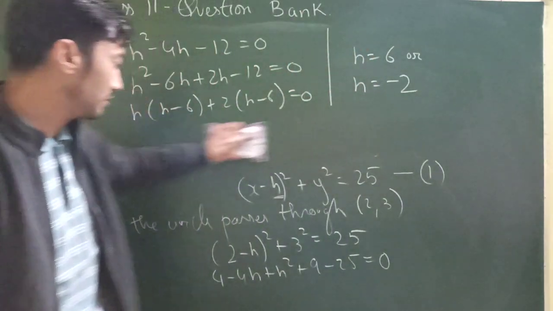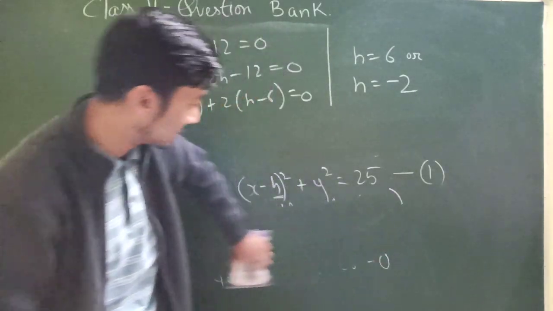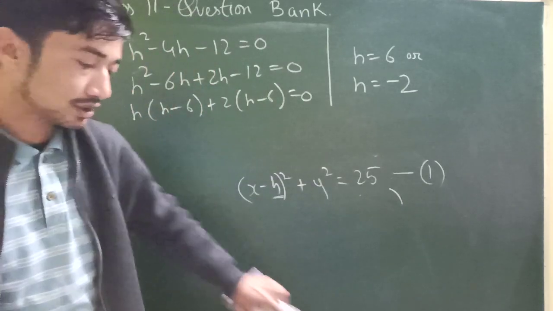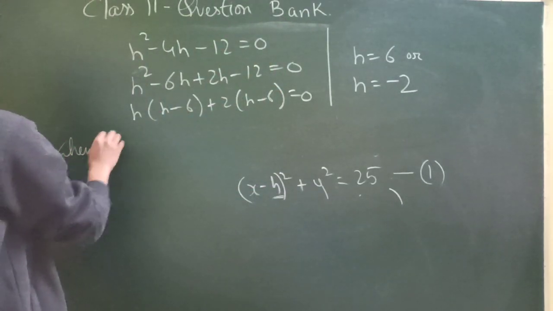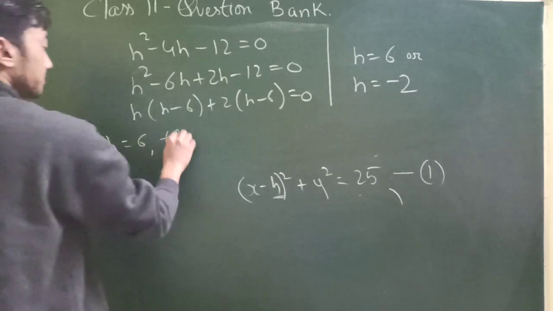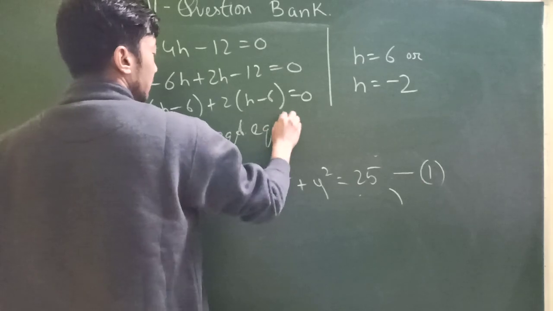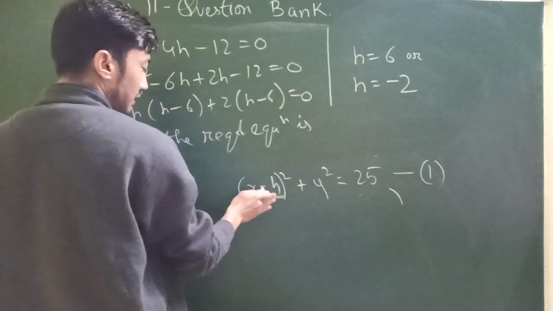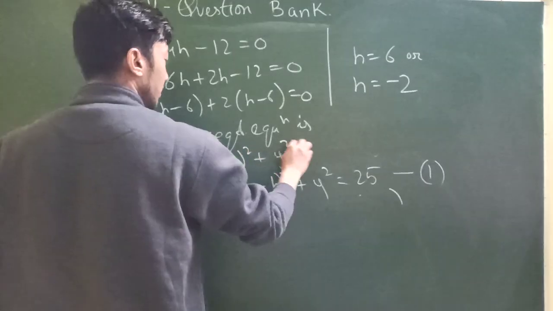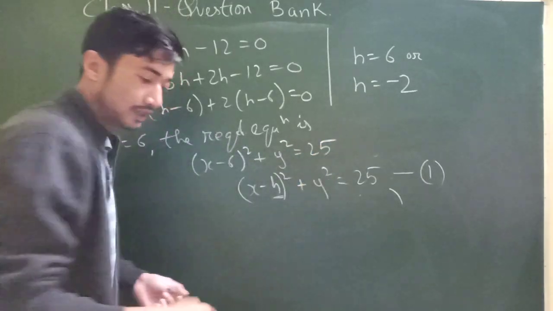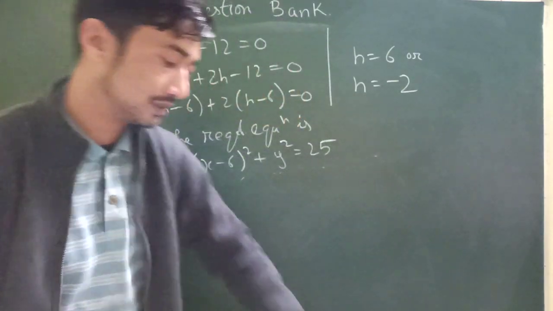So that means you will have two equations of the circle. So one by one we will get the equations of the circle. So let's solve that. When h is 6, the required equation in that case is going to be (x minus 6) whole square plus y square is equal to 25. So let's get this equation done.